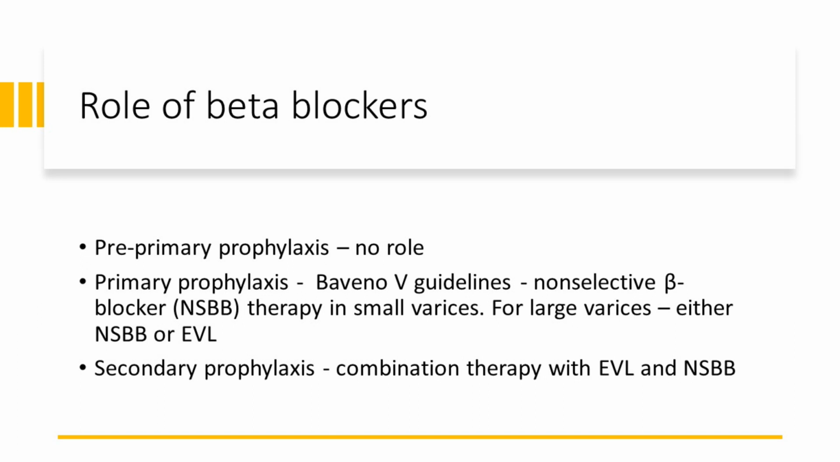So how do you treat them? Pre-primary prophylaxis, there is no role. You can't give things to prevent varix formation. Primary prophylaxis, when a varix has formed but it's not bled, you can decide between EVL, that's your ligation, or a beta blocker. Sclerotherapy, no role, okay, as primary prophylaxis. Either you do EVL or you do beta blocker. Secondary prophylaxis, when the child has bled, you need to give a combination of both beta blockers and EVL.